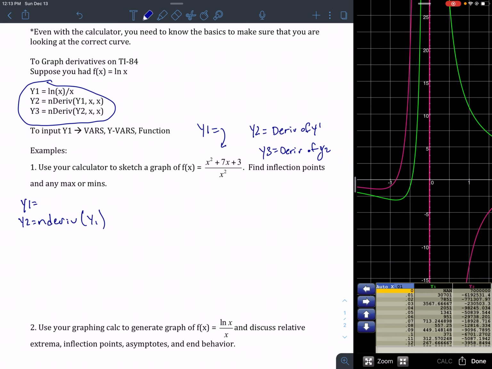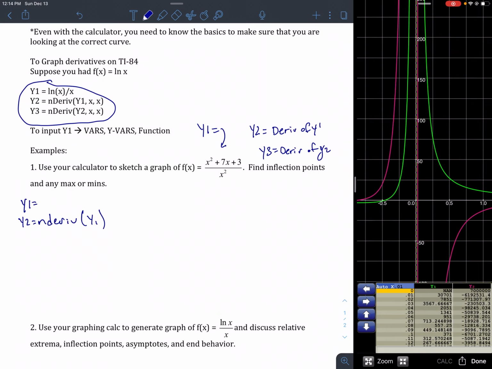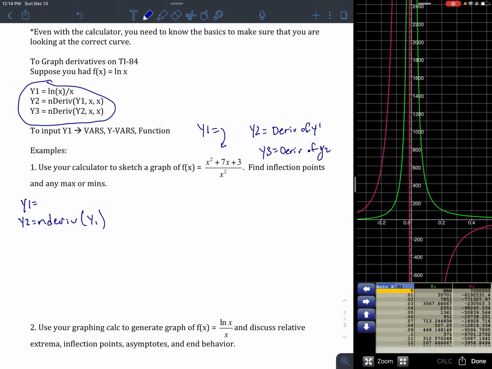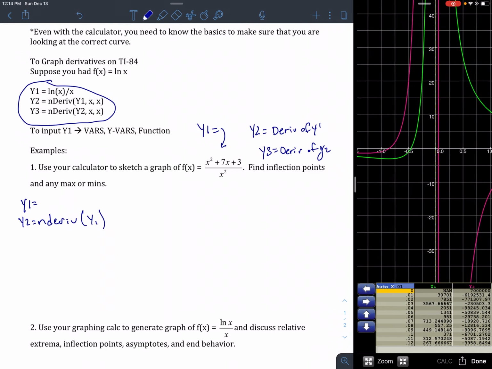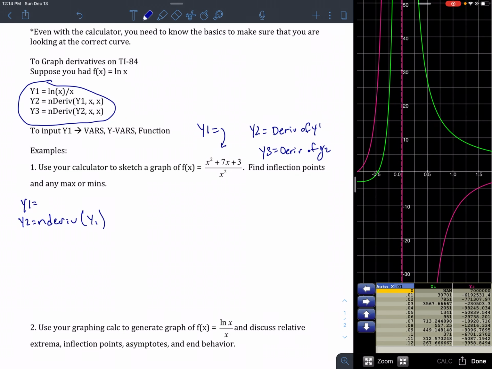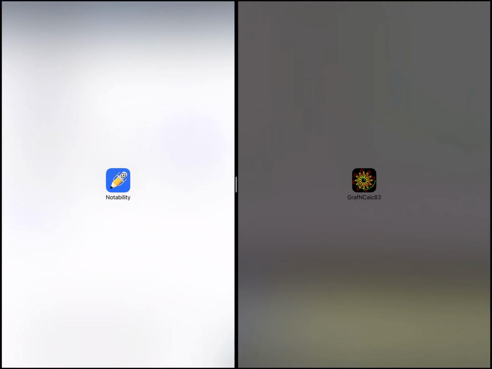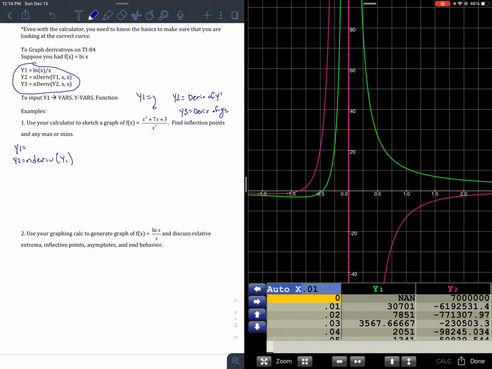And if you hit graph, your calculators may take a little bit longer to graph this than mine. But here's what the graph looks like. Let me change my window just a little bit so you could see. I'm going to move this out a little bit so you can see. The green is the original. And now this purple one is the derivative graph. So that's what the derivative graph would look like.